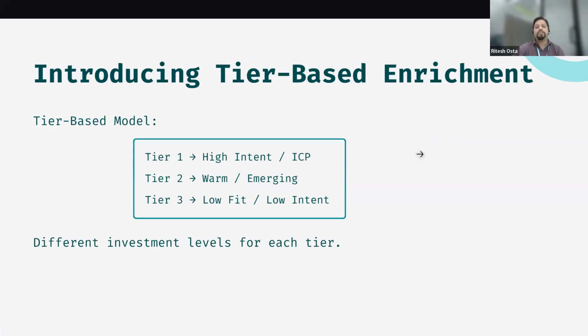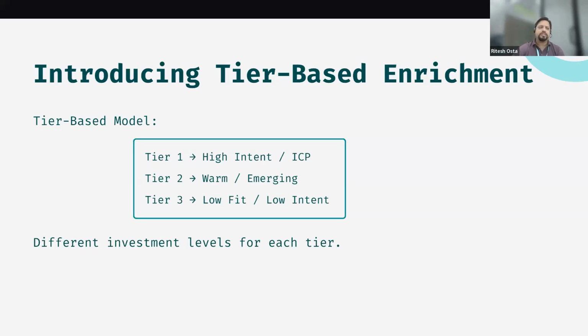So, introducing tier-based engagement. If you are not aware of it, let me put that in context. HubSpot has an ABM feature. That means you can put companies and contacts in tier one, two, three. You can add more tiers as well, but there are generally three tiers by default. So I'm going to stick to these default three tiers. You can customize tiers based on whatever your requirement is.